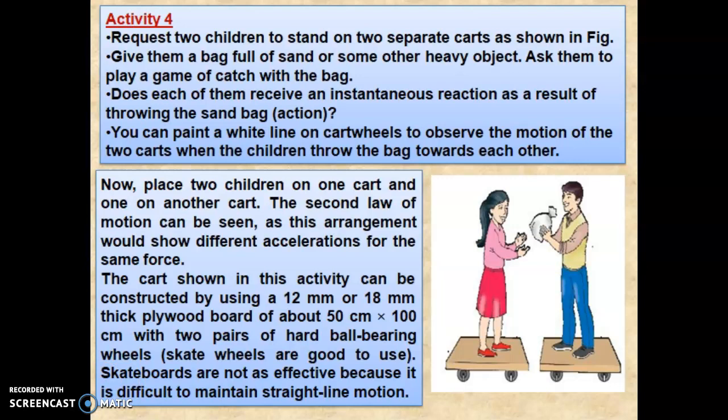Okay, so these are the examples of Newton's third law. There are so many examples that we can discuss for Newton's third law of motion.